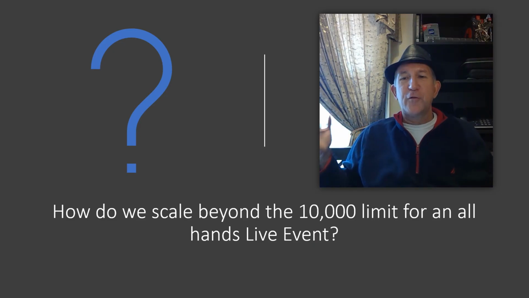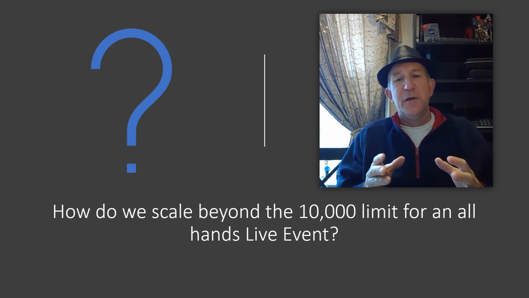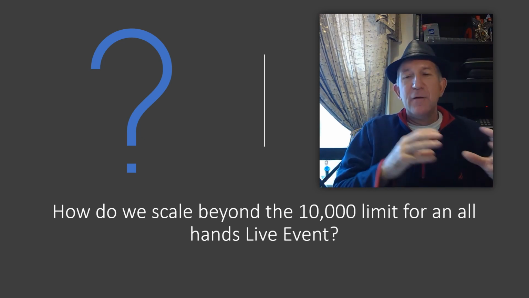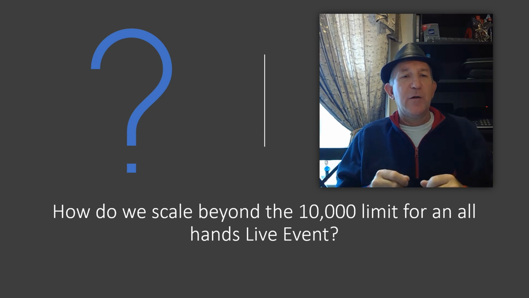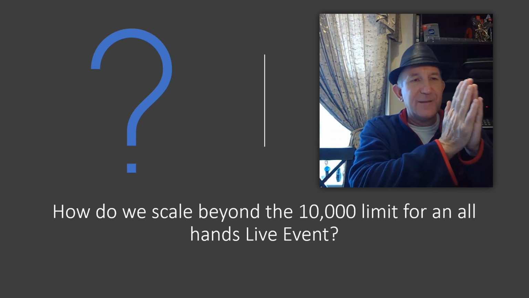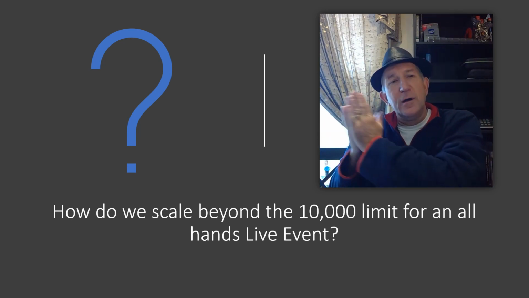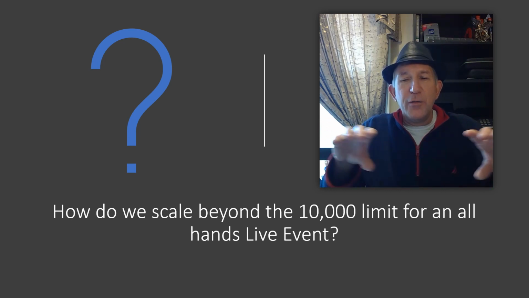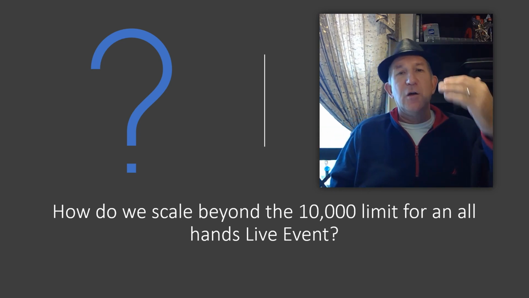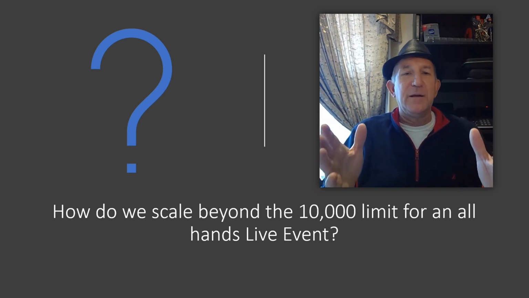All right, so for the first question, how do we scale beyond the 10,000 limit for an all-hands live event? As many of you know, if you're going to do a Microsoft 365 live event, whichever flavor, whether we're talking about a Teams live event, a Yammer live event, or a Stream live event, they're all the same infrastructure, and there is a cap of 10,000 concurrent live viewers for any given session that's being delivered.